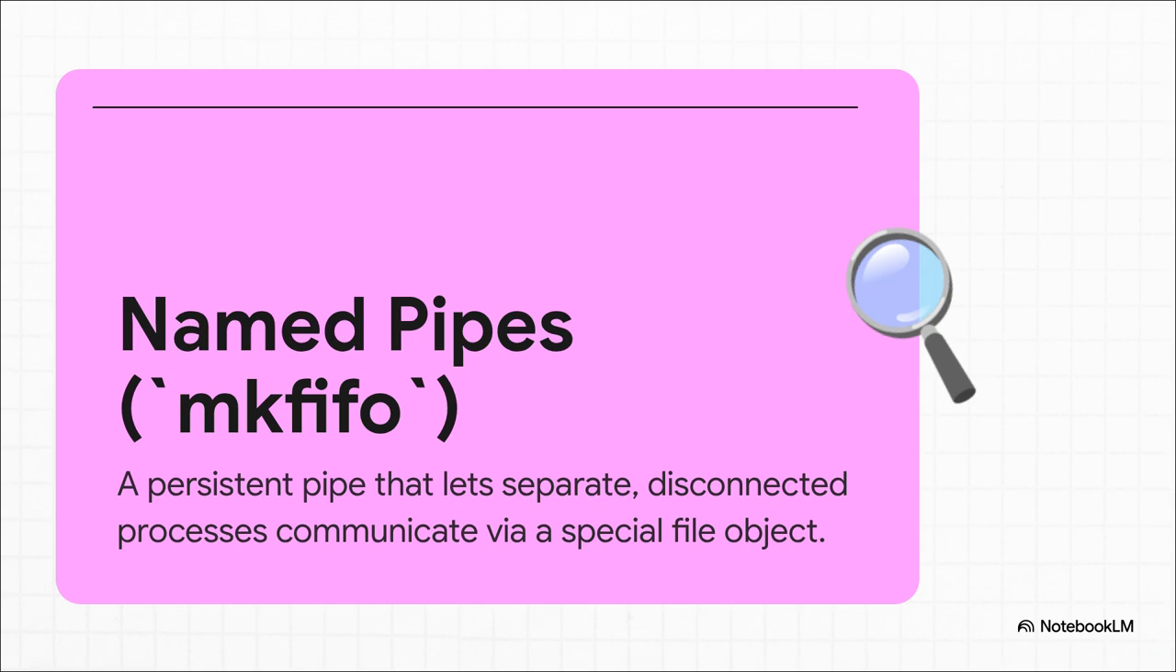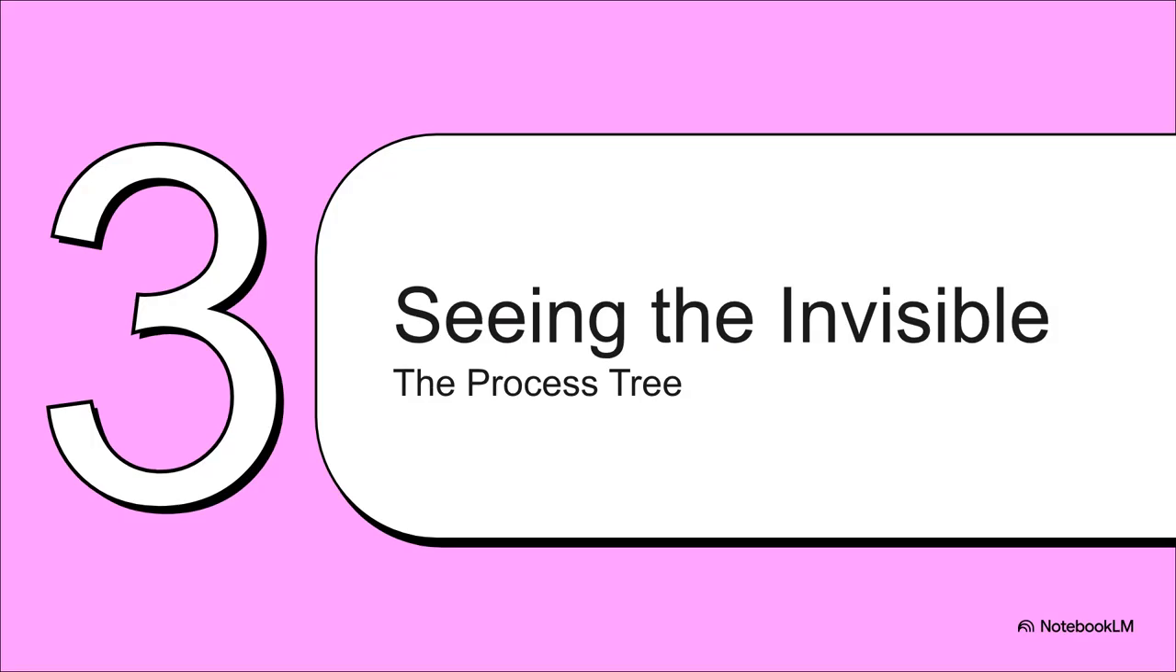It's a really powerful tool for complex scripting, but for now, let's stick with what's happening behind the scenes with our standard pipes. Okay, so we've seen what pipes do. Now it's time to pull back the curtain and see how the system is actually managing all these commands running at once. This brings us to a really fundamental concept, the process tree. Understanding this is key to understanding how your Linux system really works.